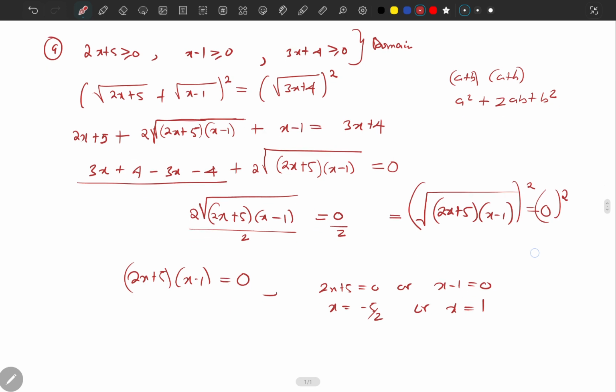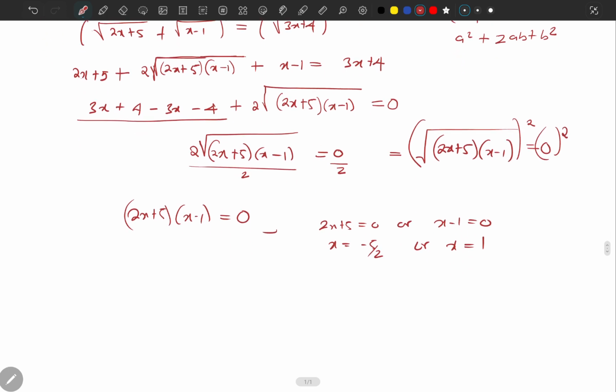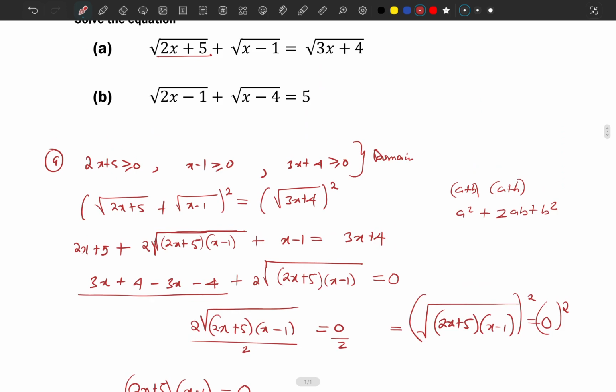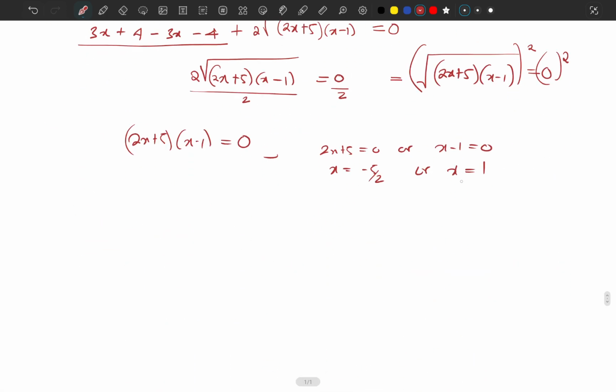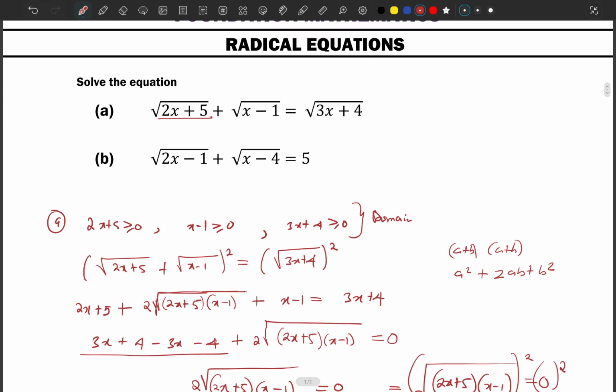Now, what you found here is x equal to 1 and x equal to -5/2. Which of the solutions is valid? Do you know what we do? We go to our domain. The values of x must be greater than or equal to 0, and the only number which satisfies that is x equal to 1, meaning the only solution for this equation is x equal to 1. With what we've done here, can you try this using the same concept?